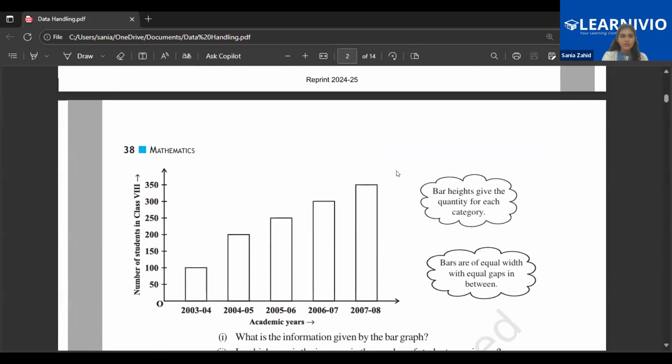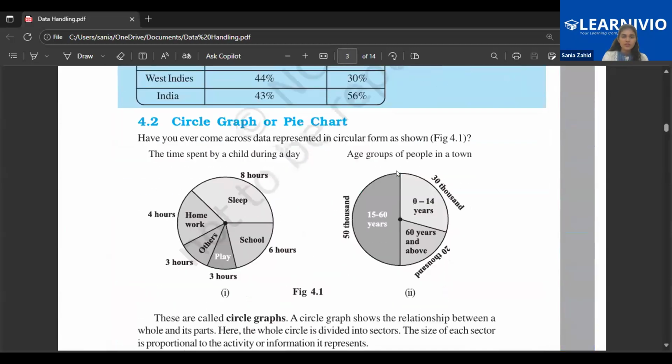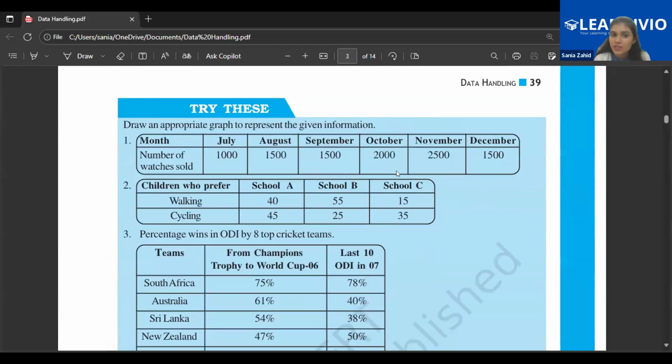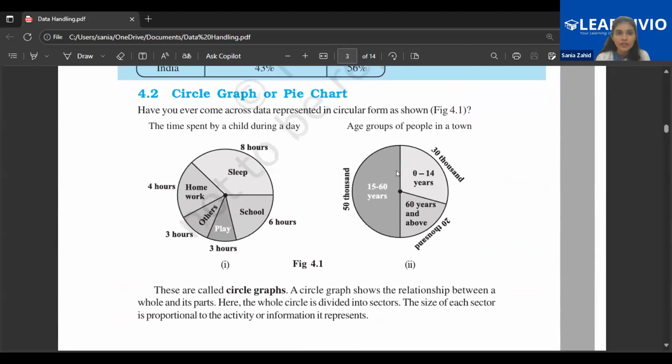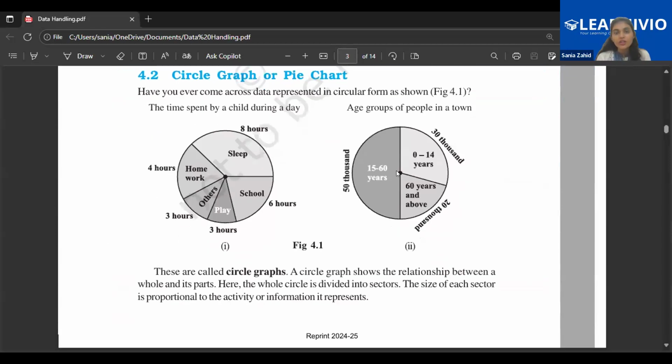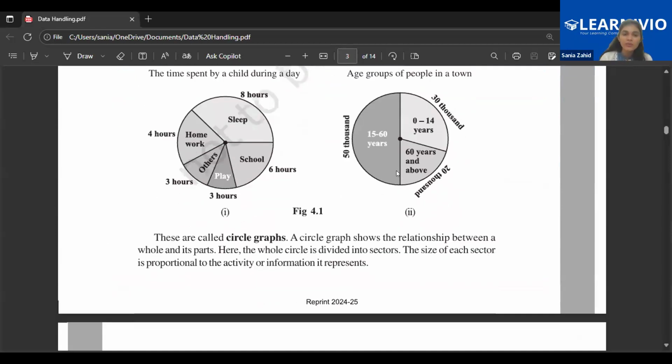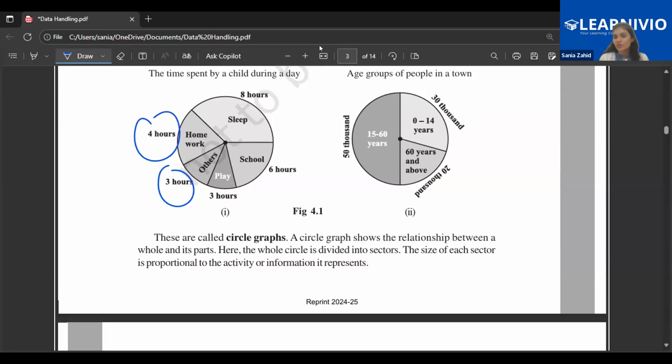Yes, ma'am. Okay. So now let's move to the question. In the last class, we discussed these three questions on how to represent data. Today, we will move ahead with the circle graph or pie chart. So children, how are we supposed to work with the pie chart now? First of all, take for example the schedule of a child: 8 hours of sleep, 6 hours of school, 3 hours of playing, 3 hours of other activities, and finally 4 hours of homework. All of this is represented in the form of a pie chart.